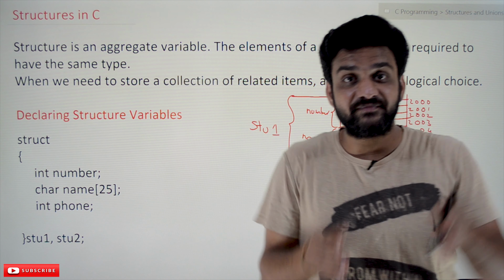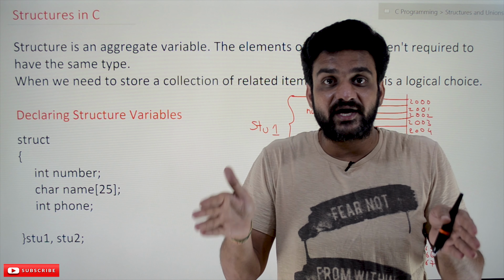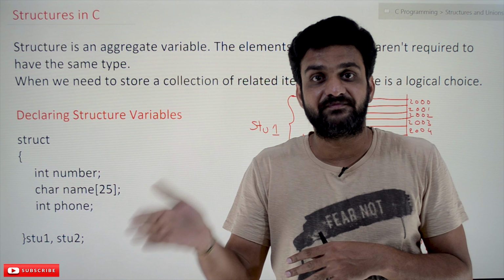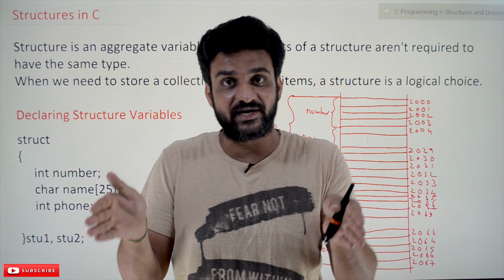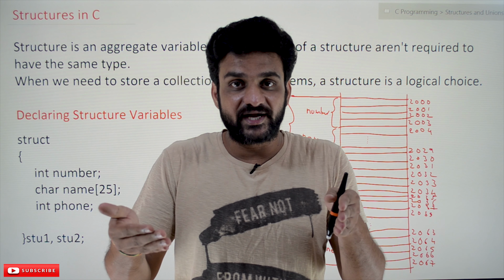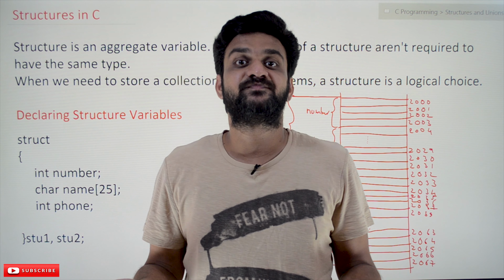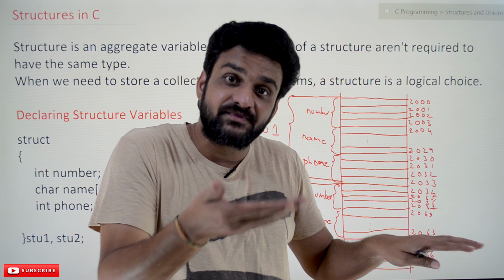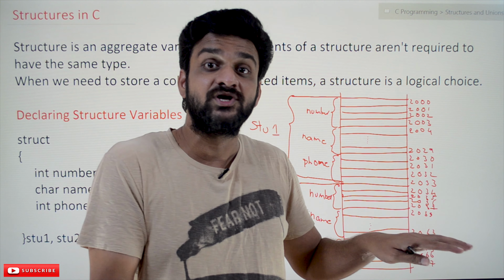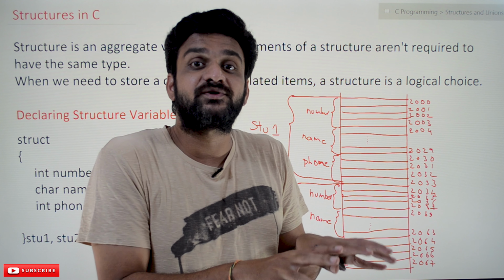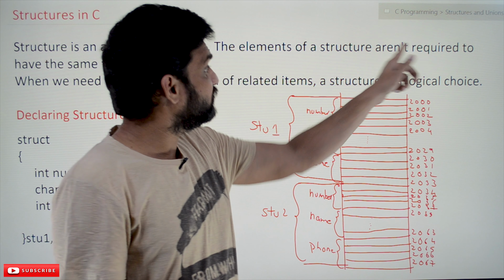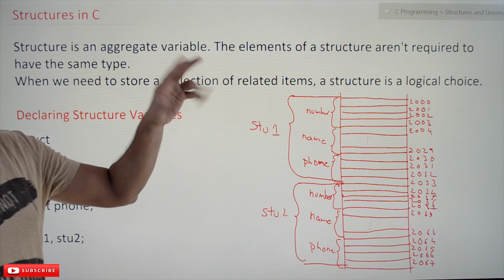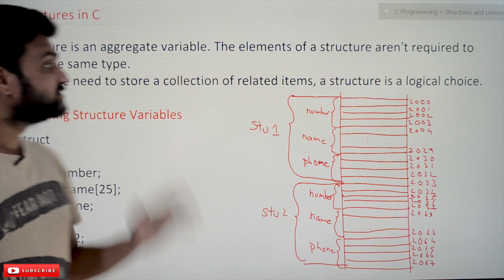In arrays, the elements of the array are to be of the same type. int a[10] means that the array is going to have 10 elements. So more than one element can be stored in an array, and each element is of type integer. But a structure is also an aggregate variable, which means multiple values can be stored, but all those values aren't required to have the same type. So that is the basic difference between the two aggregate variables, arrays and structures.